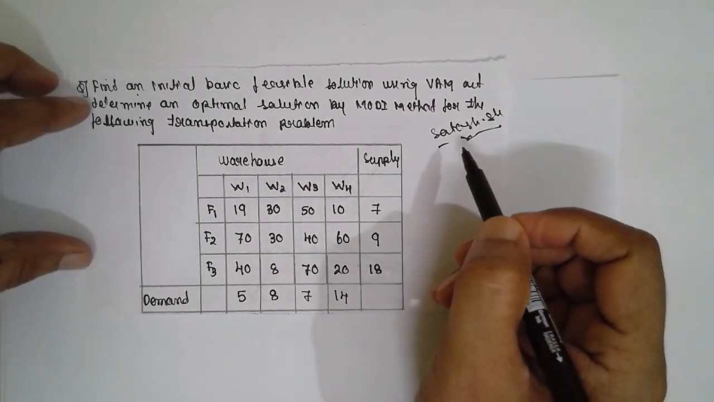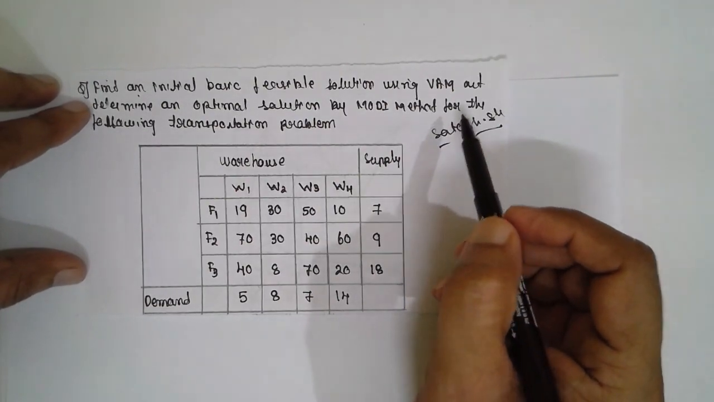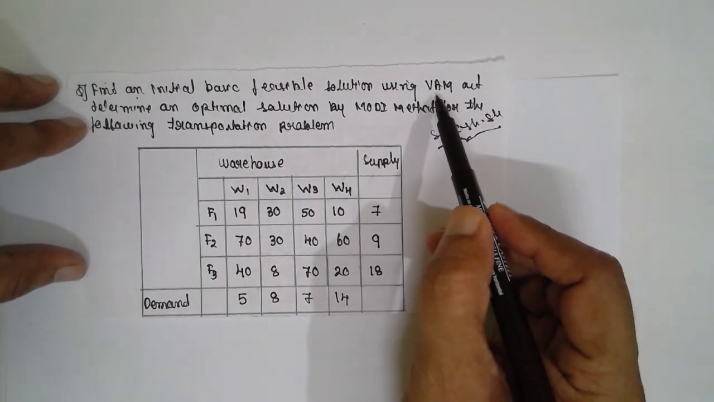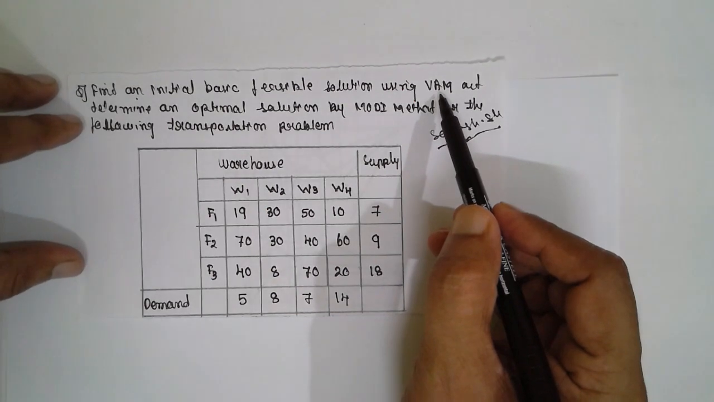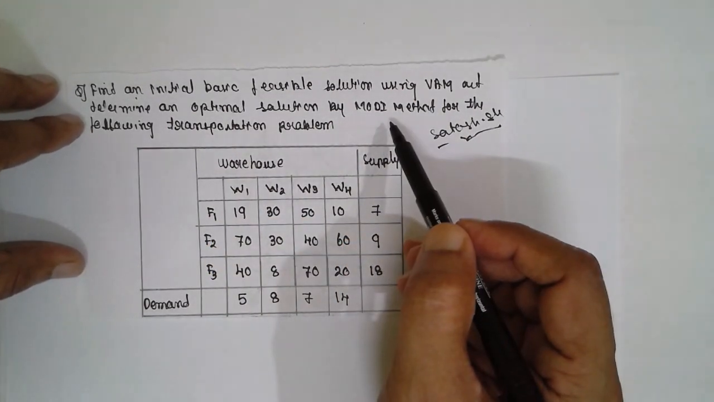I am Santosh Gaidankar. Today I am teaching you operation research. In that one, transportation problem. In the transportation problem, we are focusing on the VAM, Vogel approximation method, and simultaneously we are going to find out the optimum solution by Modi method.